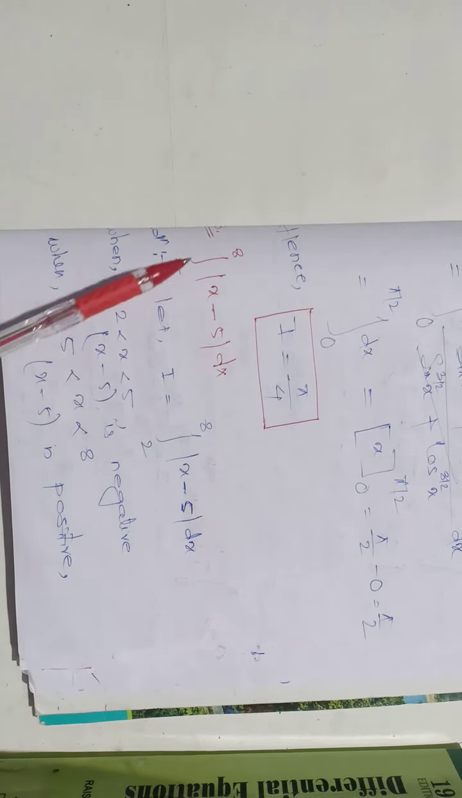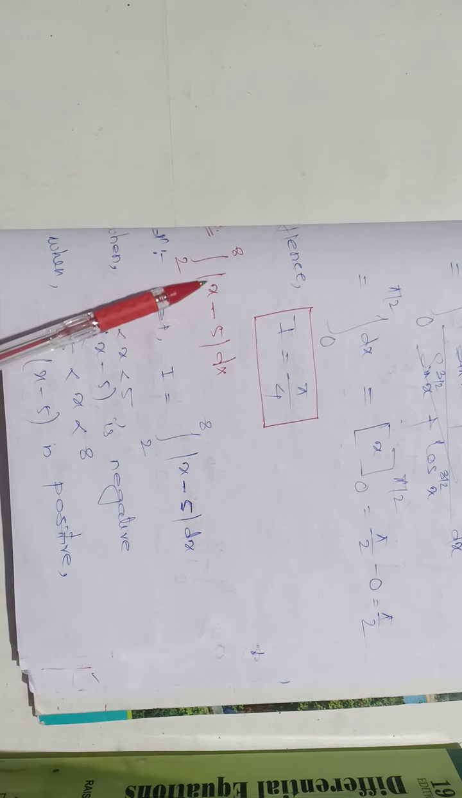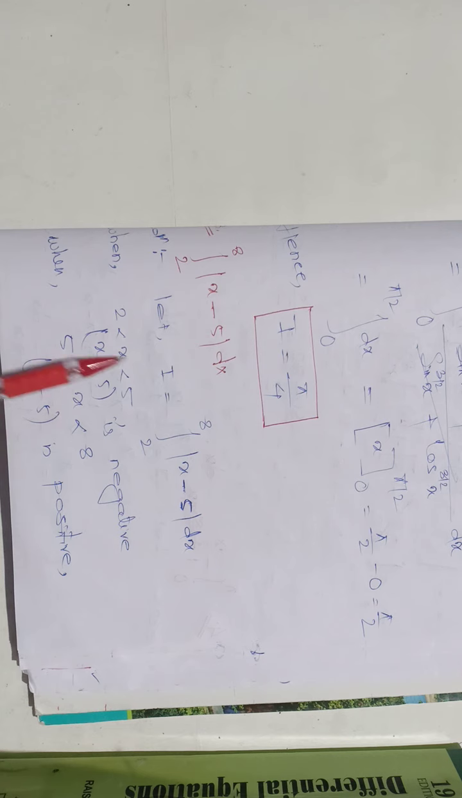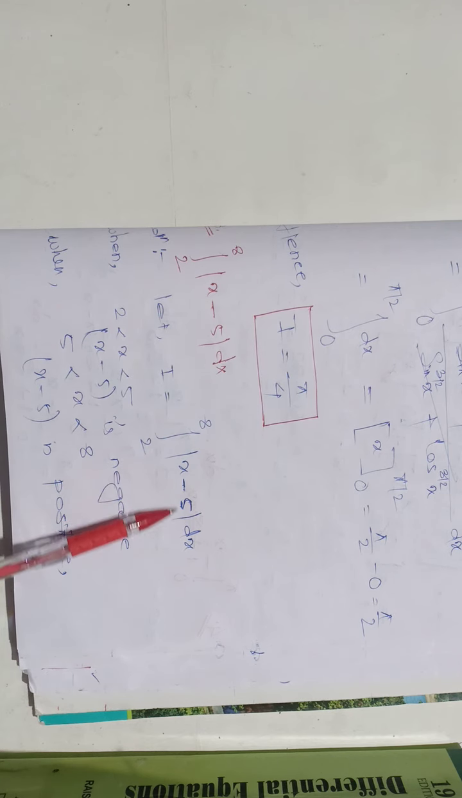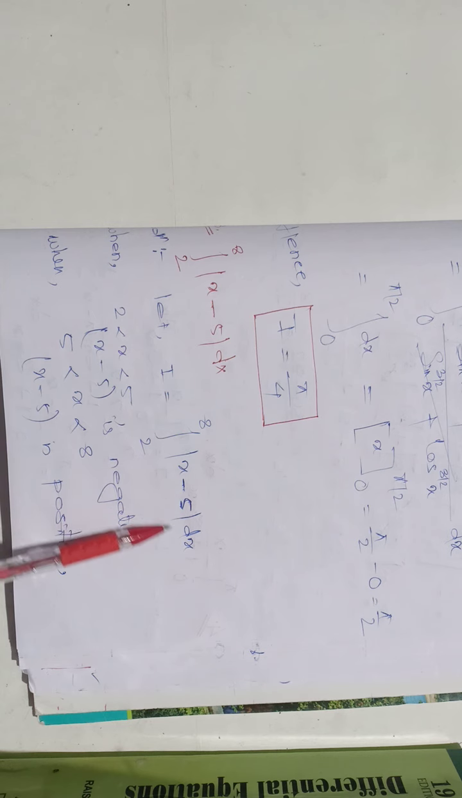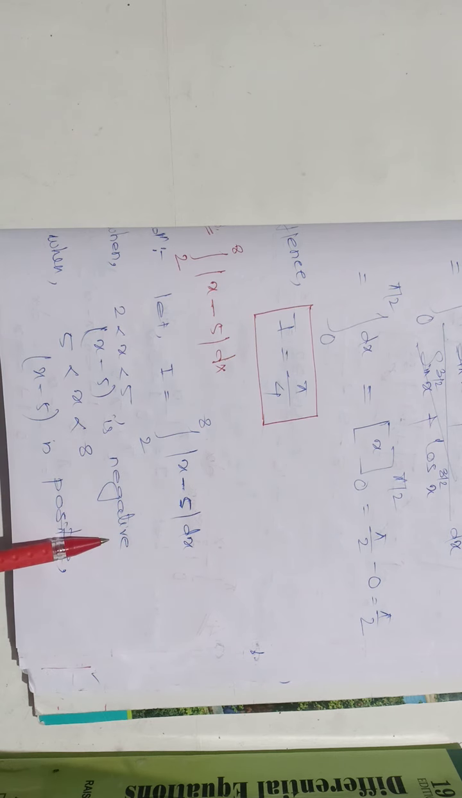Next question is 2 to 8 mod x minus 5 dx. So let I equal to 2 to 8 mod x minus 5 dx. Now when x lies between 2 and 5, the value of x minus 5 is negative, and when x lies between 5 and 8, the value of x minus 5 is positive. So you can split it into two integrations.